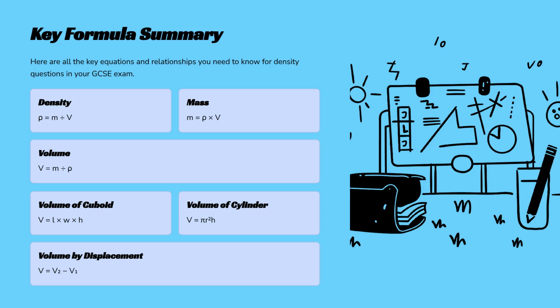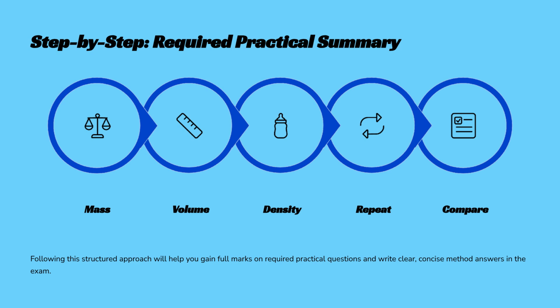Keep these relationships for density, mass, volume, and geometric calculations handy for your exam. Mastering these will help you solve any density-related question you might encounter. This structured approach, focusing on mass, volume, density, and repeat measurements, is key to securing full marks on your required practical questions. Use this method to keep your answers clear, concise, and accurate in the exam.